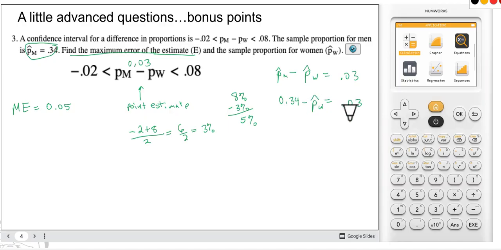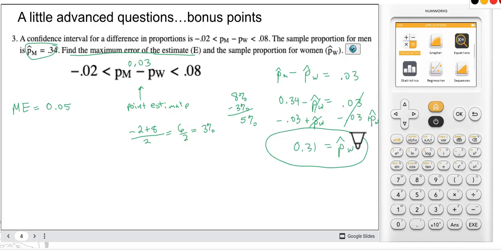Or you could do all the math. Let's subtract 0.03 from this side, 0.03 from that side, and then you could add p hat to each side. This is algebra doing two things at once. This cancels. 34 minus 0.03 is going to give us 0.31. These guys cancel here, so the sample p hat sub w is 31%. Okay. So we can see how we can use point estimates for that.